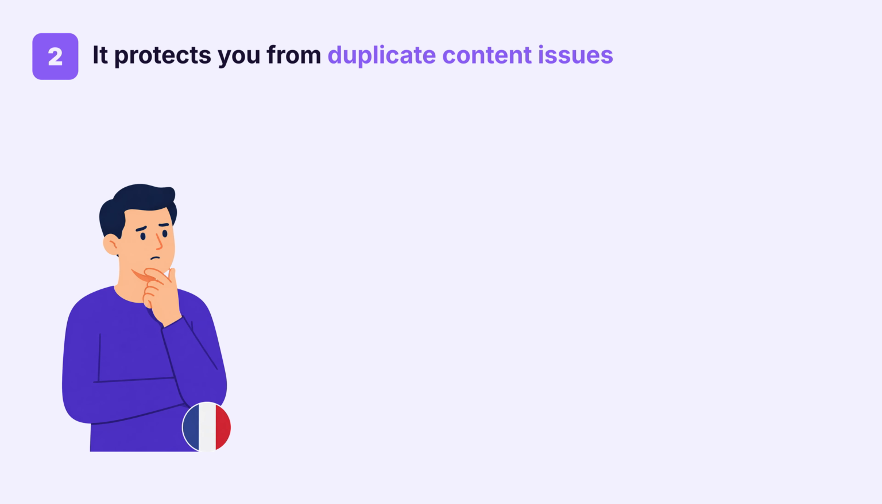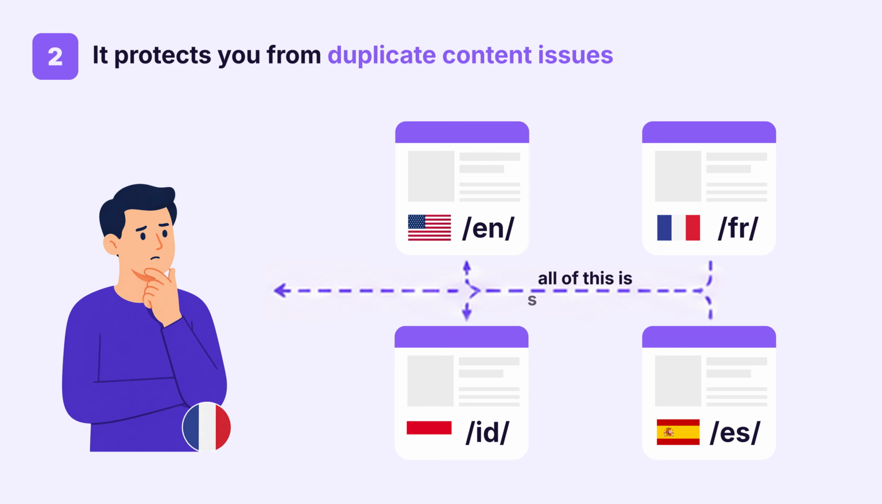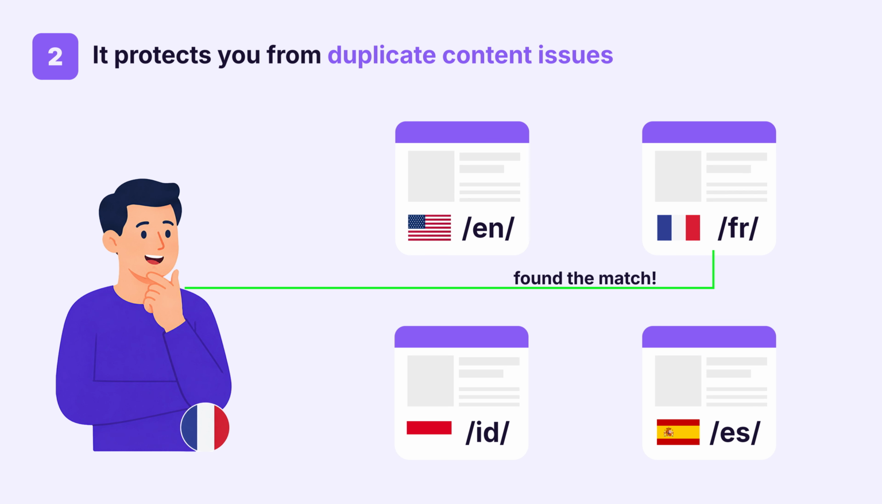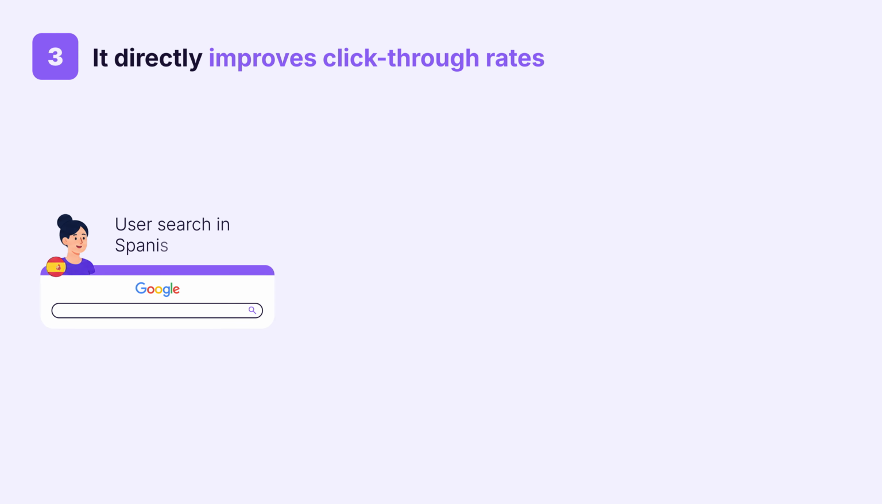Second, it protects you from duplicate content issues. When you have the same content translated across multiple pages, search engines need a way to understand that these pages are related, not competing with each other. Hreflang clarifies that relationship. And third, it directly improves click-through rates.